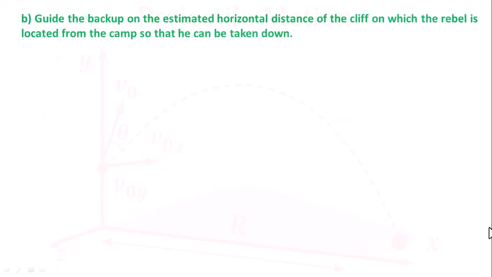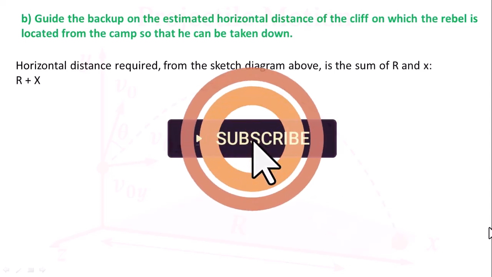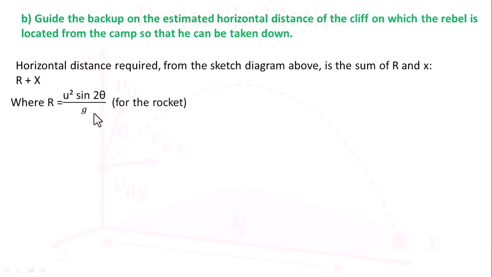B. Guide the backup on the estimated horizontal distance of the cliff on which the rebel is located from the camp, so that he can be taken down. Horizontal distance required from the sketch diagram above is the sum of R and x, R plus x, where range equals u squared sine 2 theta over g. Range equals 20 squared sine 2 times 30 over 9.81. Range is 35.31 meters.